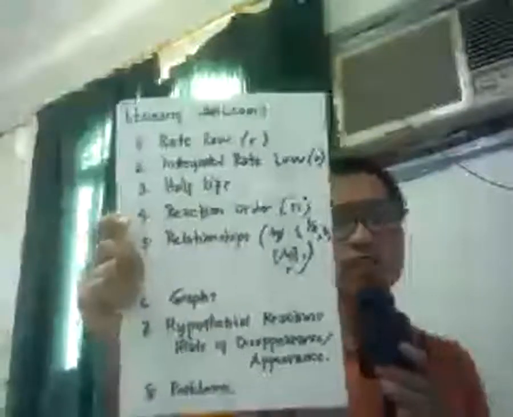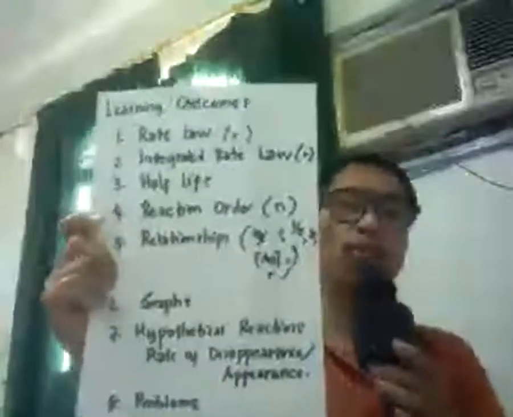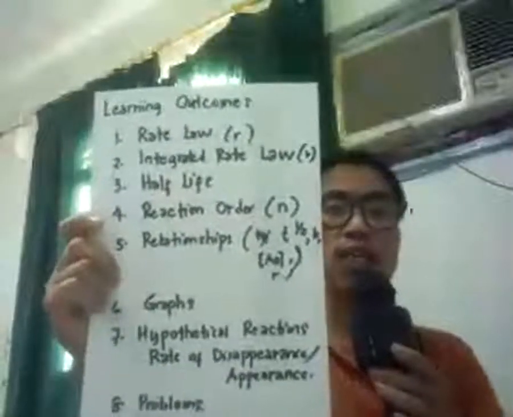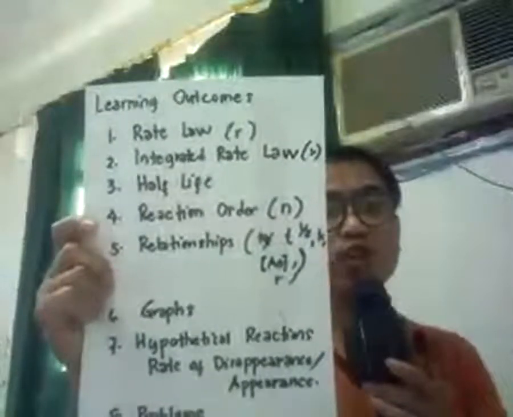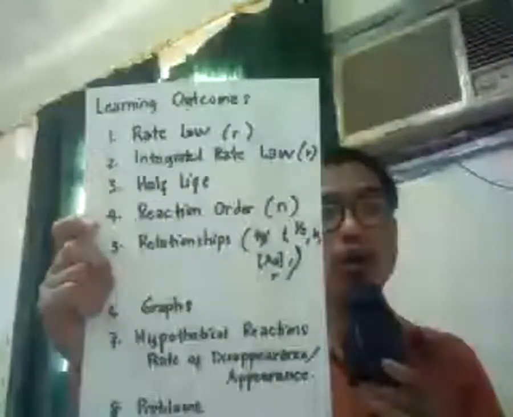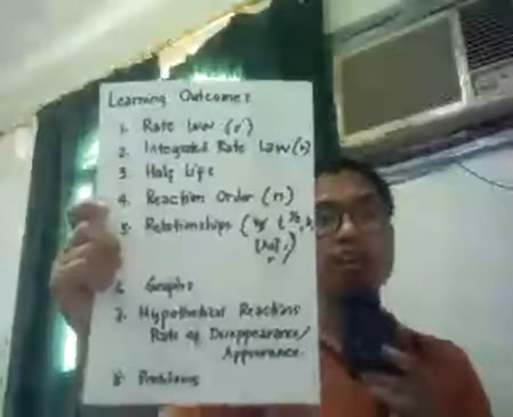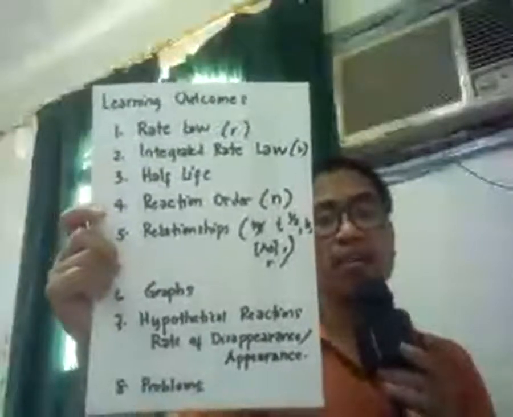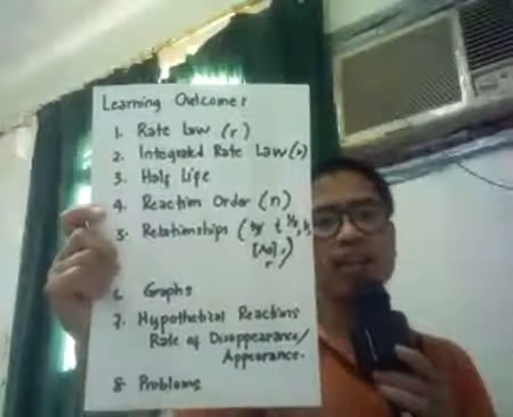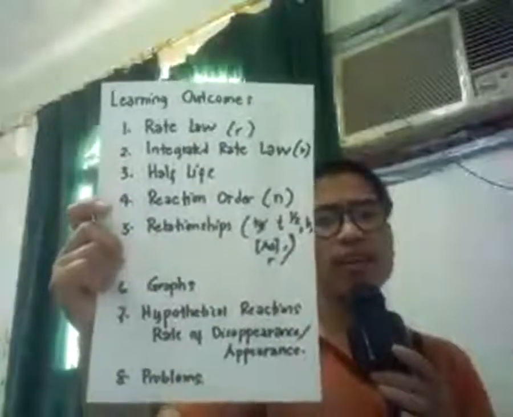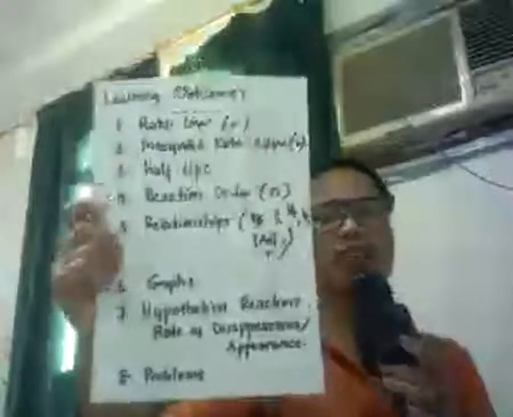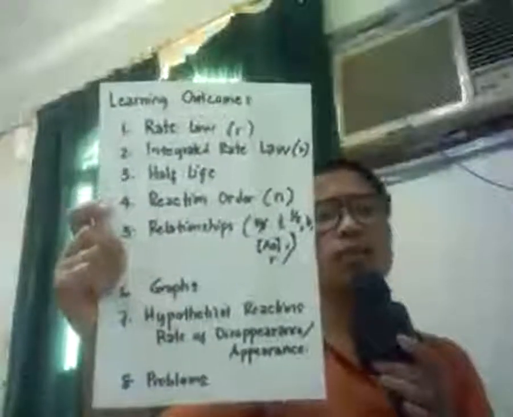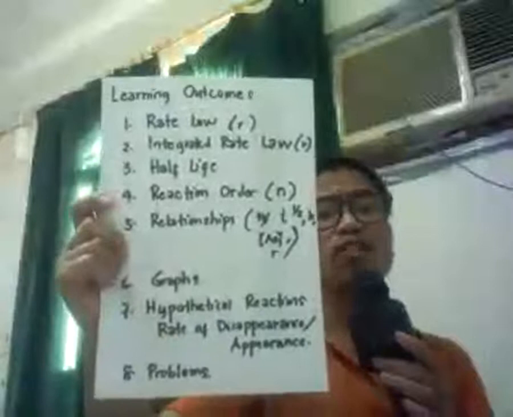Number 4, N is the reaction order. Do not be confused with small letter n as the number of moles that we keep on using in chemical calculations on stoichiometry relationship problem solving. Here also small letter n, but specifically on chemical reaction engineering or chemical kinetics.